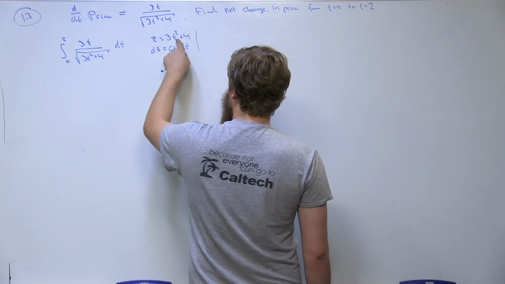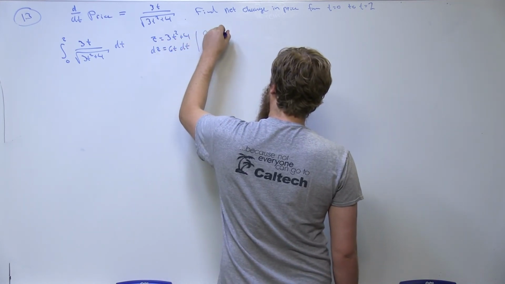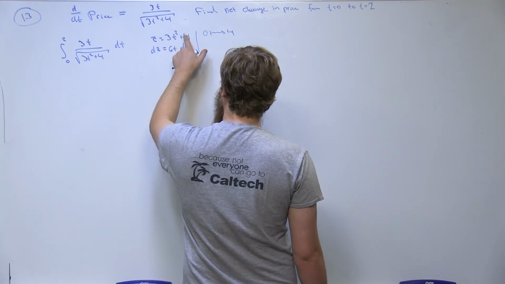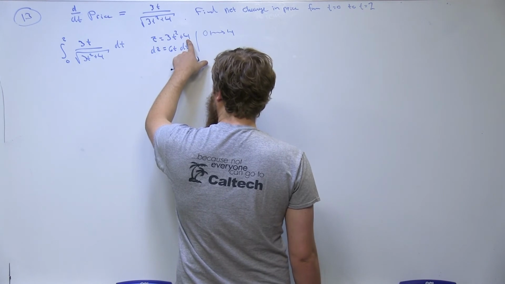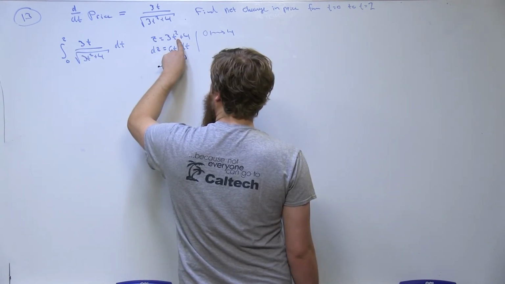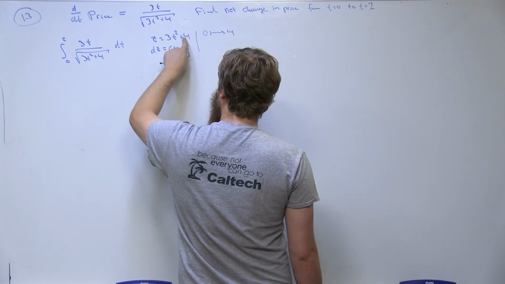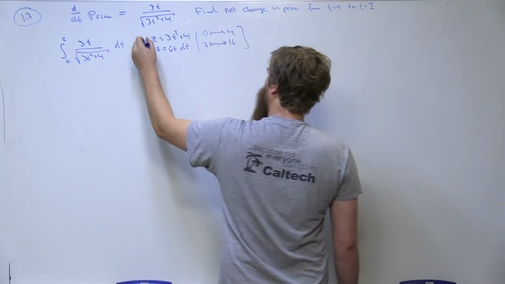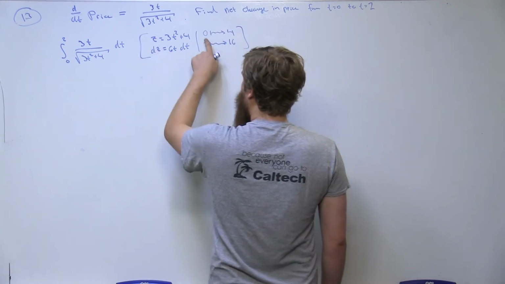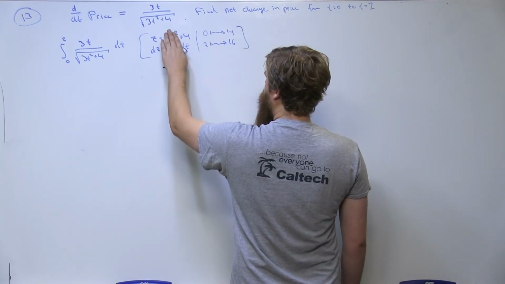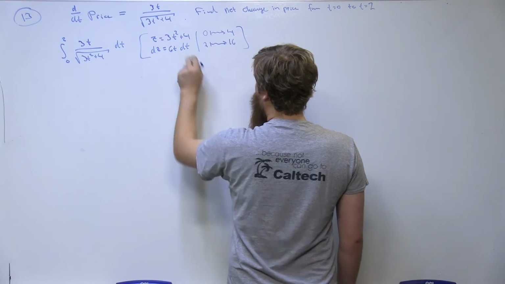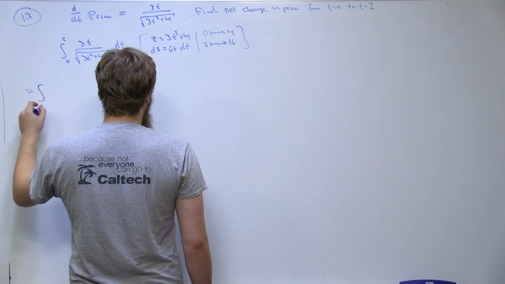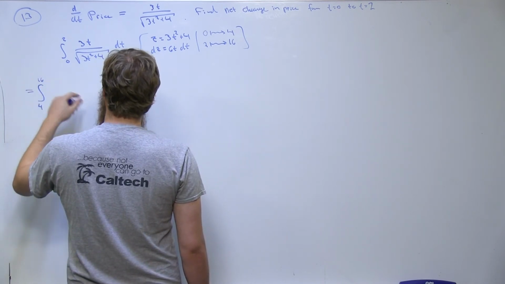So notice that when t is equal to 0, z is equal to 4. Similarly, when t is equal to 2, this is 3 times 2 squared, which is 12, plus 4 is 16. So 2 goes to 16. Remember, to get your new limits, just plug the old limits into the substitution. So at t equals 0, z is 4, and at t equals 2, z is 16. So the integral in question becomes the integral from 4 to 16.